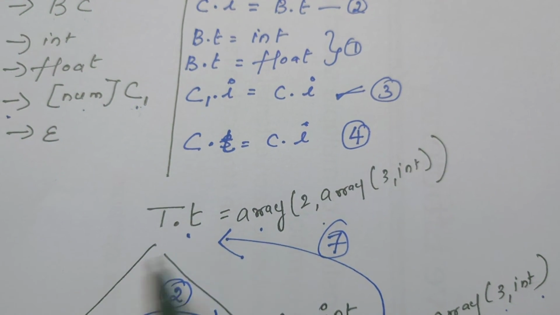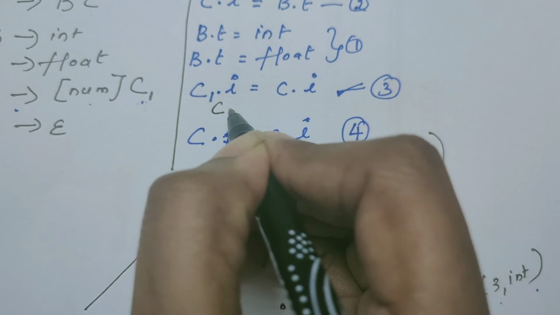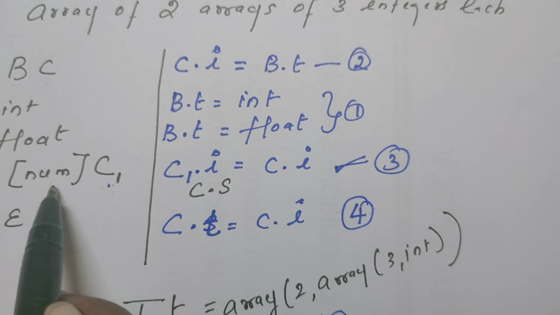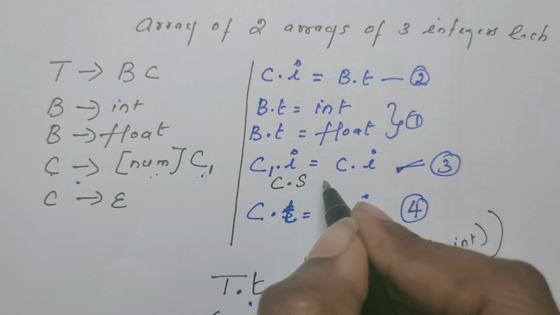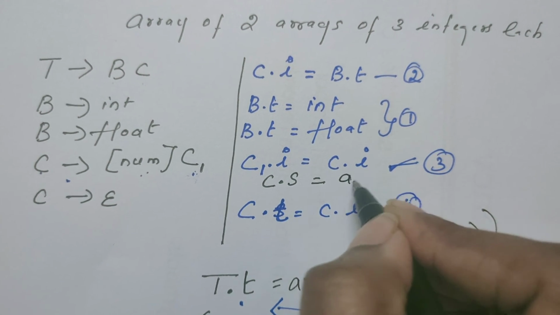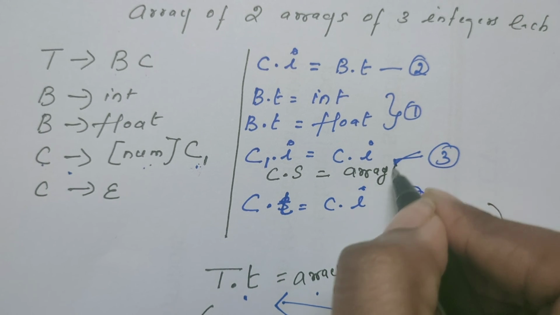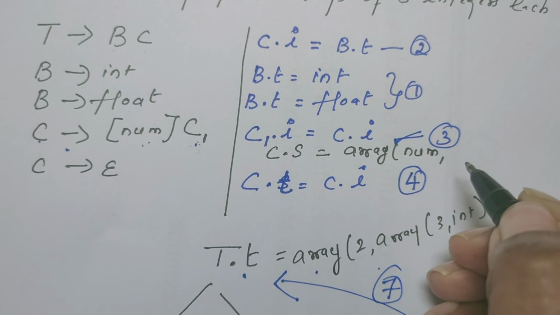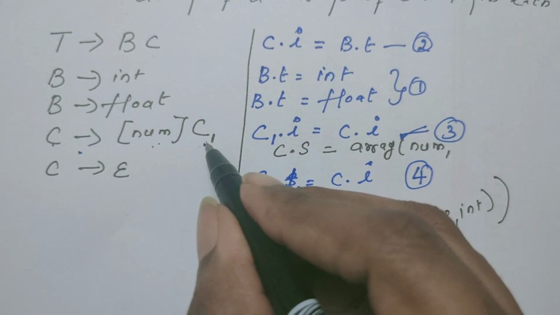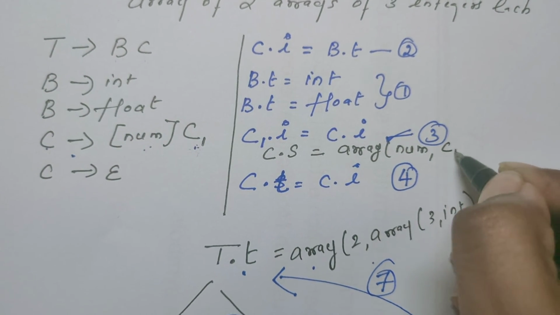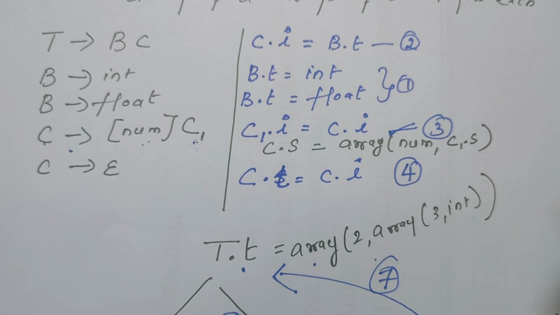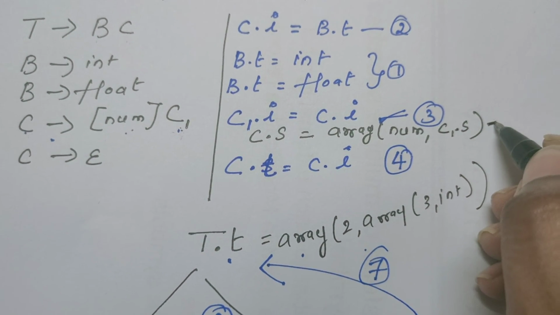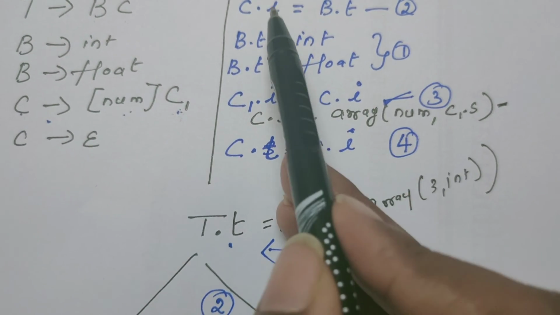So how do we write it here? C dot S. It means it's a synthesized attribute which is derived from the number as well as this. It is equal to array of, one of the parameters is number, another one is its synthesized attribute C1 dot S. So this is also repeated till it reaches the root of the parse tree.